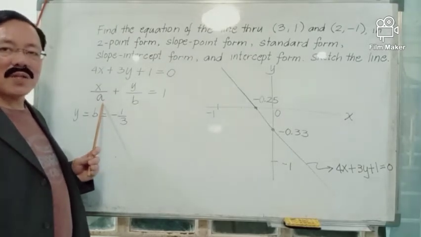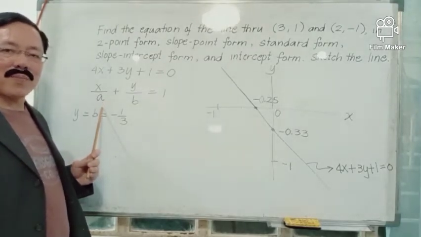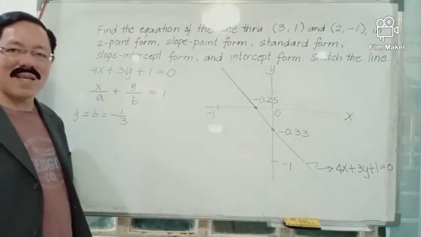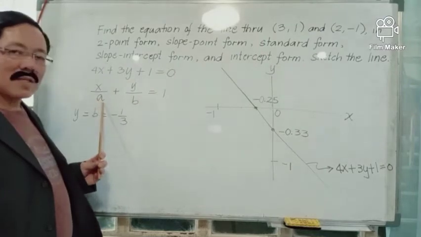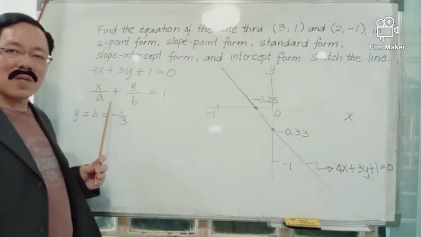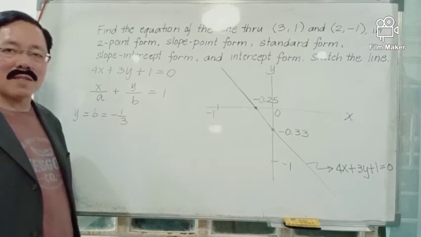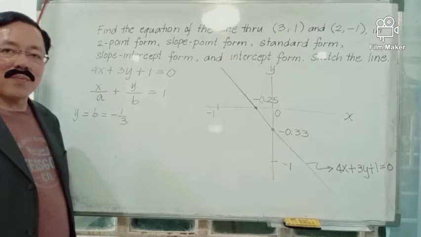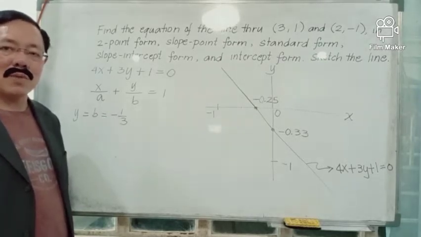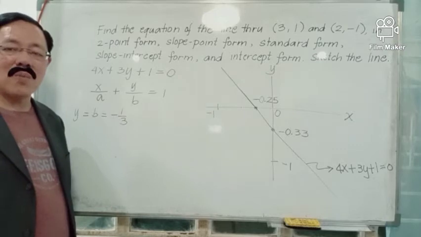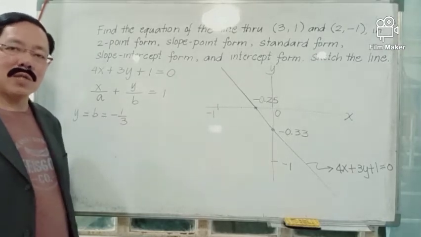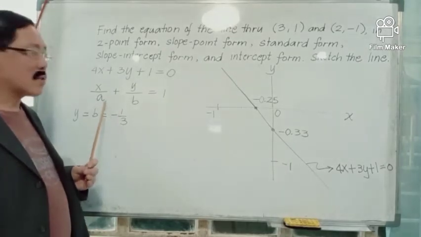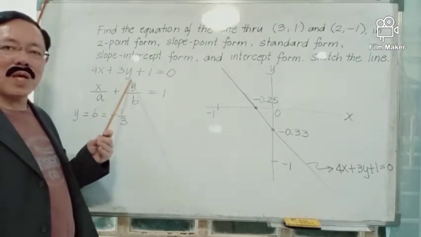A here, the denominator of x, is the x-intercept. It is the point of intersection of the line and the horizontal axis, or x-axis. Therefore, this value of a is a point on the x-axis. For any point on the x-axis, the ordinate is 0, which means that the value of y at the x-intercept is 0. Therefore, to find the value of a, we set y to 0 in the general form of the equation of the line.